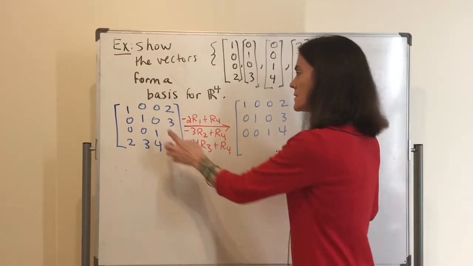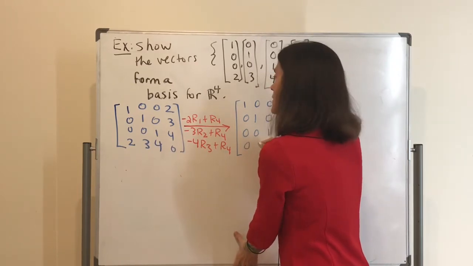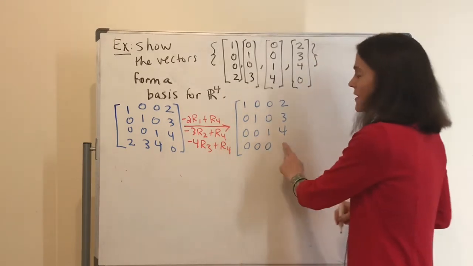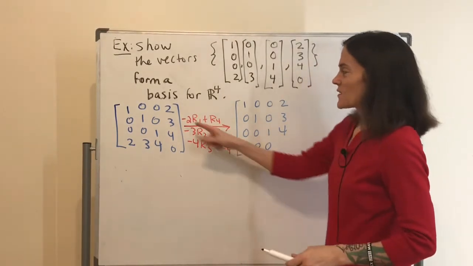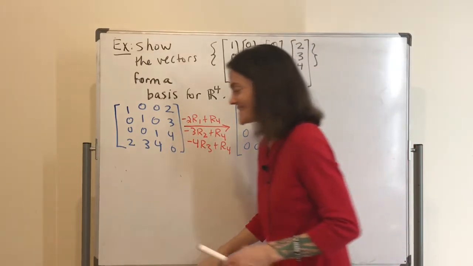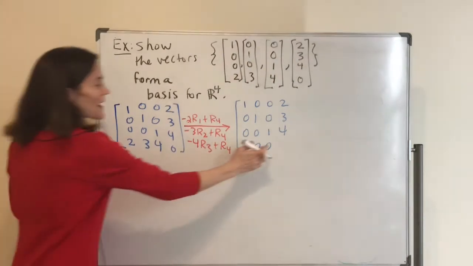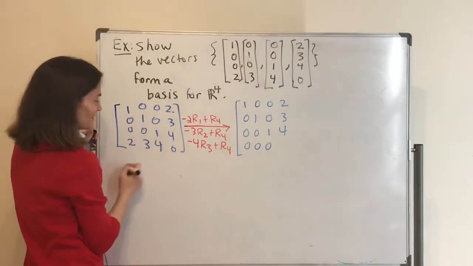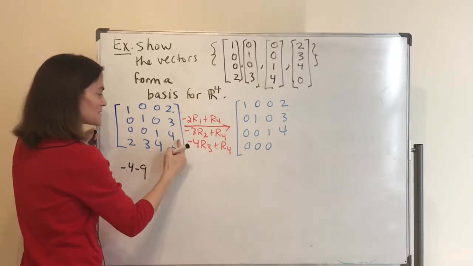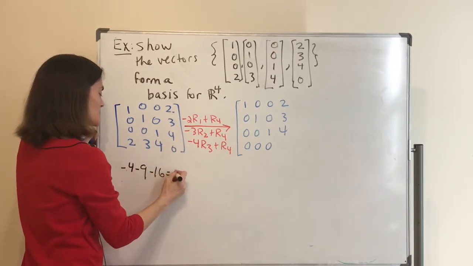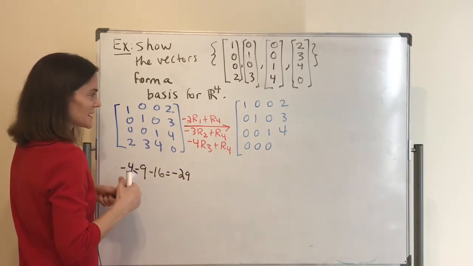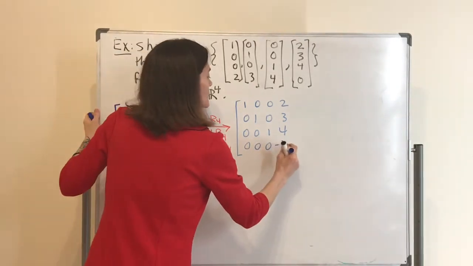Okay, and then here I get 0, 0, 0, but now I have to think about this entry. It's going to have -2 times 2. Maybe I should write this as a little side work. This bottom entry will be -2 times 2, -3 times 3, -4 times 4, which gives me -29. Okay, so this entry here is -29.